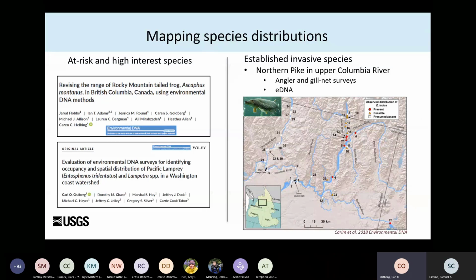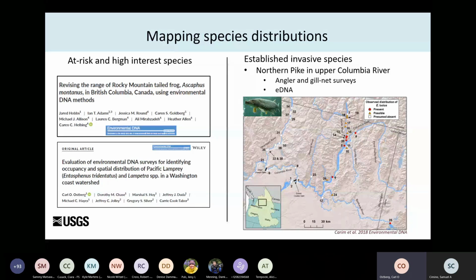So single species assessments are commonly used to map species distributions, providing some results that are significant and important for conservation efforts. And I think here's a nice example: identifying eDNA distributions of northern pike in the Columbia Basin, and that's here on the right-hand side of this slide.